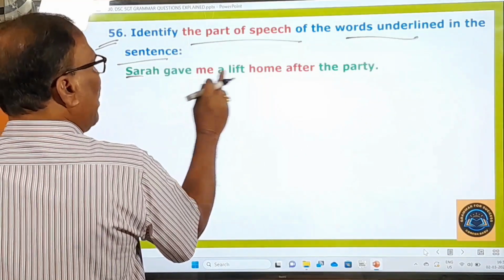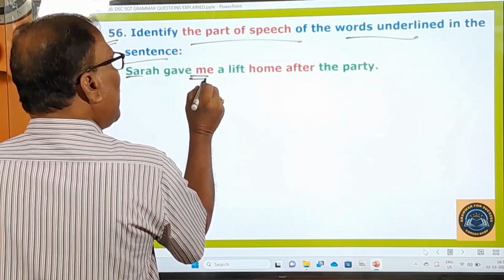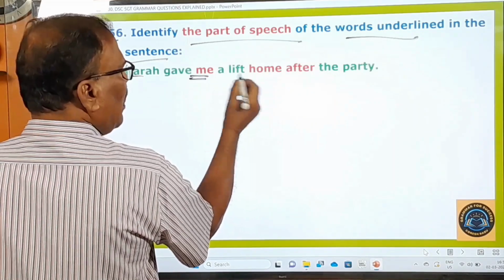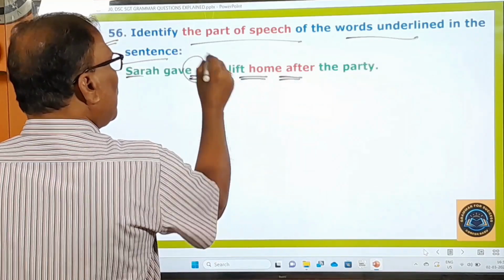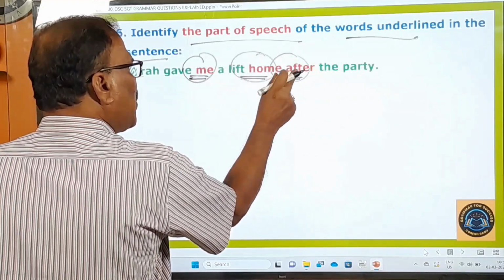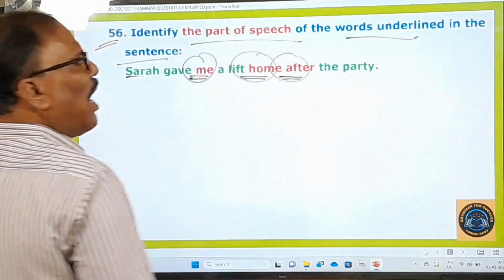Sarah gave me a lift home after. So me is underlined. Okay, put it in red color. Home is put in red color. After is put in red color. So these are the words, the parts of speech of which you have to identify.